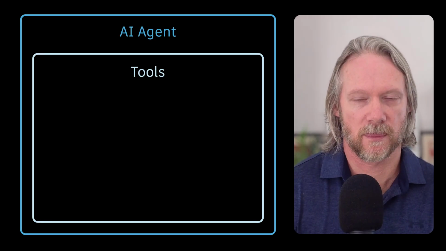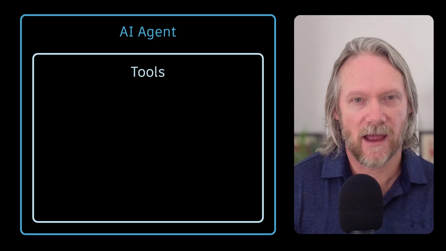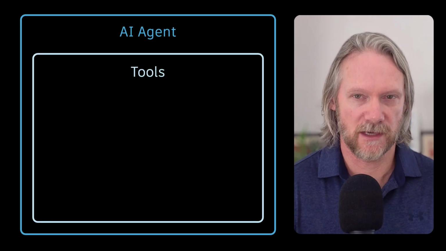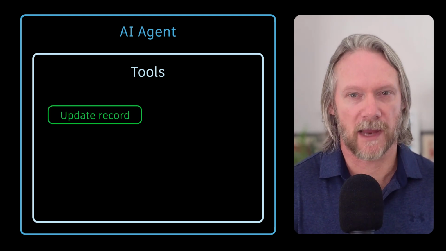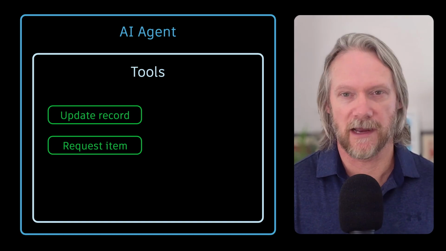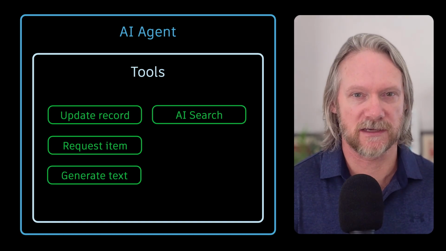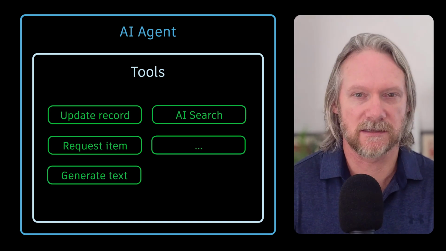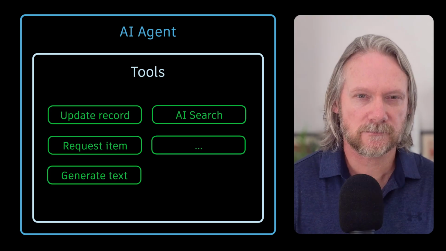Now, let's examine these two components we've identified: AI agents and tools. You could say that the AI agent is a container for these tools. The tools are the things that perform the actions: record updates, perform catalog item requests, generate text, perform an AI search, etc. And we'll discuss these a little bit later in the series.